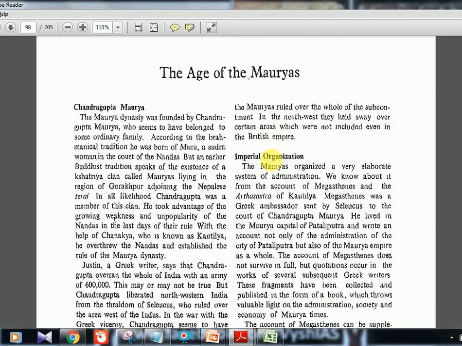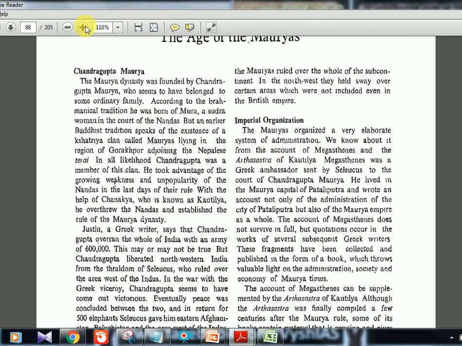So let's start. The Mauryan dynasty was founded by Chandragupta Maurya, who seems to have belonged to some ordinary family. According to the Brahmanical tradition, he was born of Mura, a Sudra woman in the court of Nandas. So you know the Nanda dynasty was there after the Sisunaga dynasty, which came after the Magadha dynasty. Magadha, Sisunaga, Nanda, and now next is Maurya. So there was a Sudra woman, and the son of that woman is Chandragupta. That is according to Brahmanical tradition. But what about other books? Buddhist tradition is telling something else.